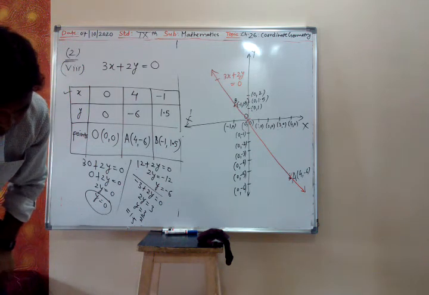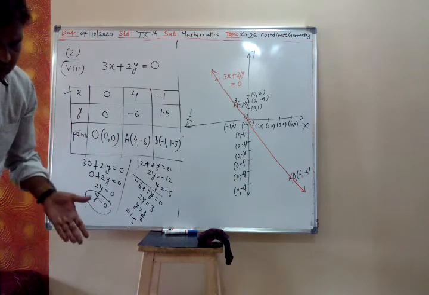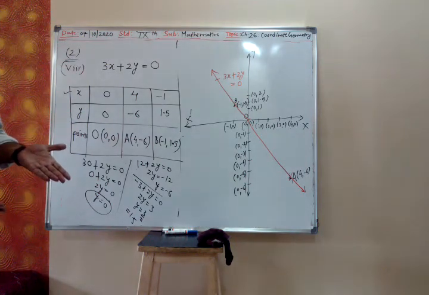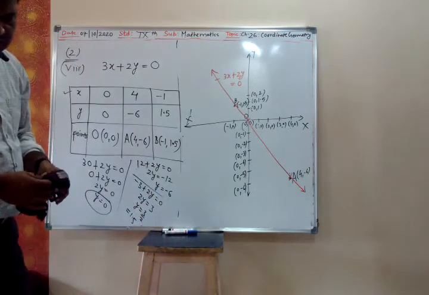9th one. Which one, 9th one? X is equal to minus 2. My dear, it is 9th. What is there? X is equal to minus 2y. Which one?